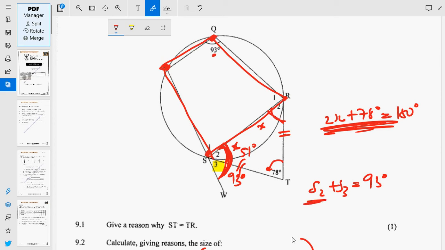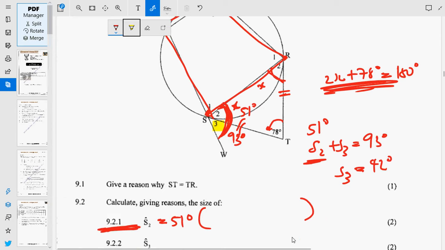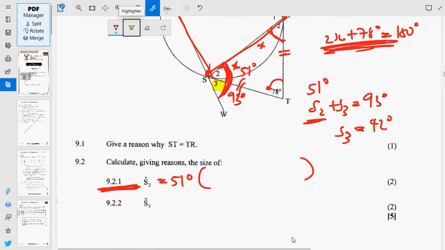And I'm looking for S3, remember S2 is 51. So your S3 will be 42 if you solve this equation here. So that was a very straightforward 5 marks there.